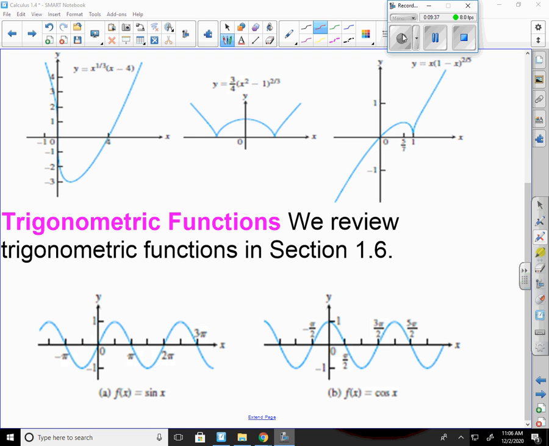Then we have trigonometric functions, which we'll go over more in depth in section 1.6. But here's our basic graph of the sine function. It starts at 0, and at pi over 2 goes up to 1, then back down to 0 at pi. And you don't have to draw these graphs either, just because we are going to go into those more in depth in section 1.6.